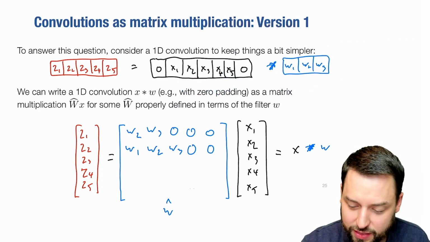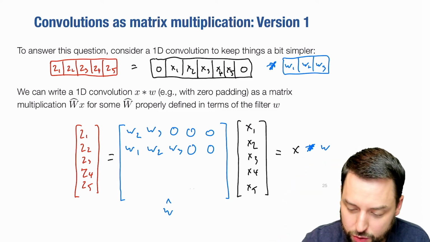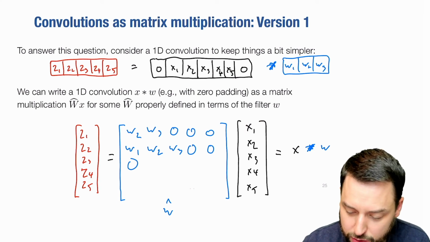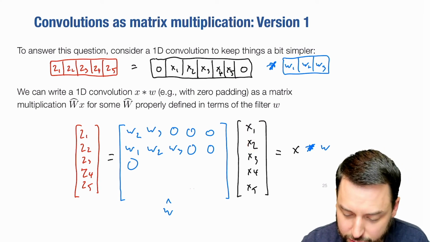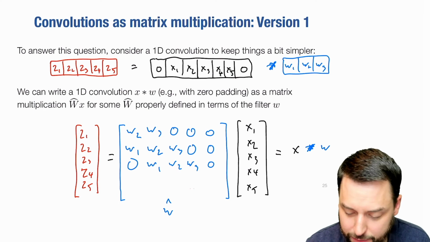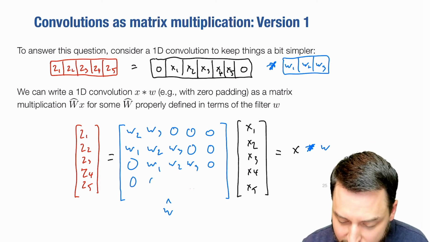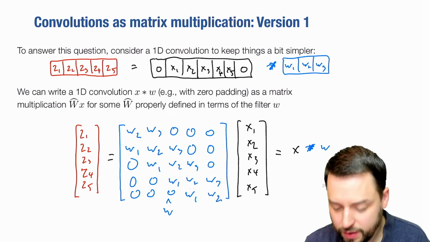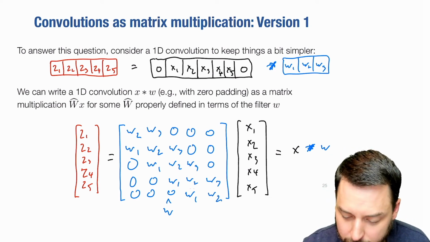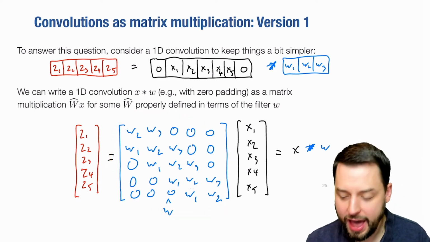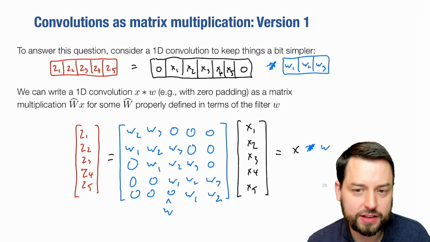And so what this looks like in matrix form is, well, we don't multiply anything by W1, so we would have a zero here. We multiply X2 by W1, so we have a W1 here, and then similarly X3 by W2, X4 by W3, etc. If I just fill this out, the next row is going to be W1, W2, W3, and the final row would be W1, W2. So this is the matrix form. This matrix operation produces the exact same output as our convolution. It is a matrix way of representing our convolution.